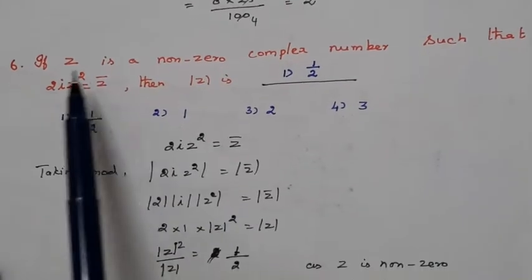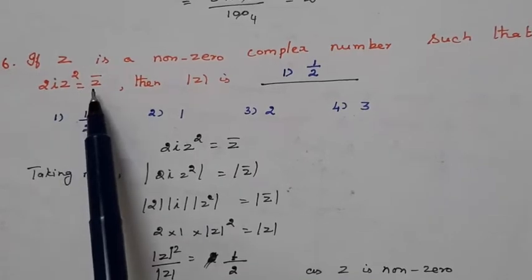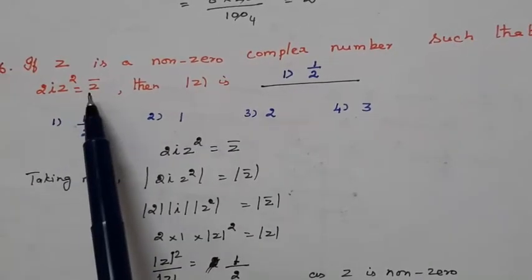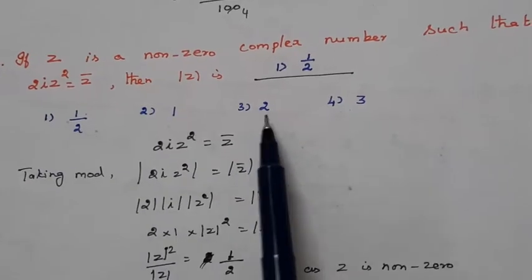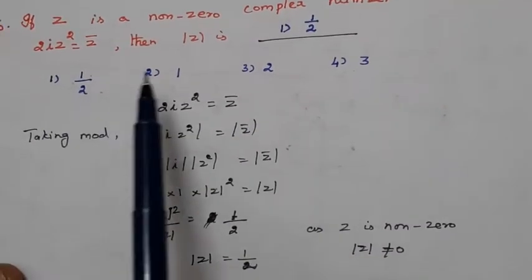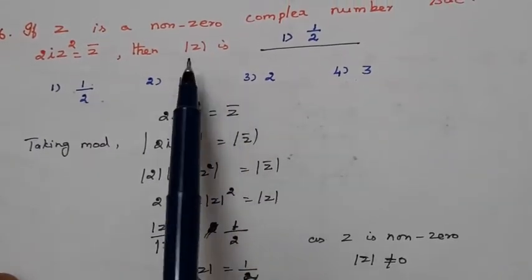Then the sixth one. If z is a non-zero complex number such that 2i z squared is equal to z bar, then mod z is dash. Options are 1/2, 1, 2 and 3. So what is the given condition? 2i z squared is equal to z bar. We need the modulus of z.